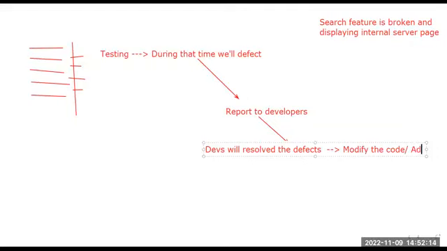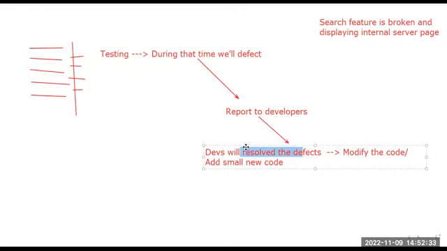They can add a small piece of new code. Yes or no, guys? It means they will remove the old code, and they can add some small new piece of code, and with that they will try to resolve the defect. Is that all your understanding? Yes, sir. Okay. Because it's all about the program, right?